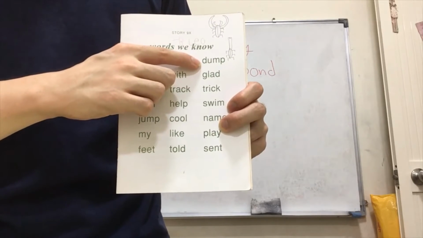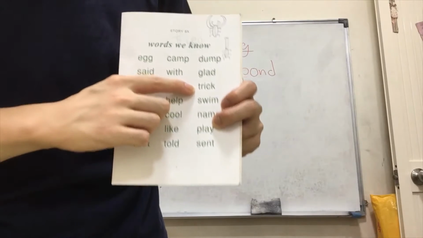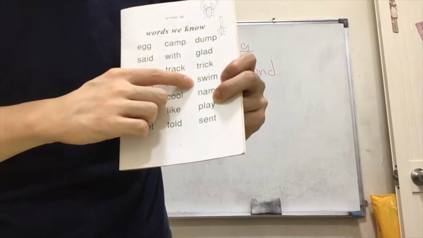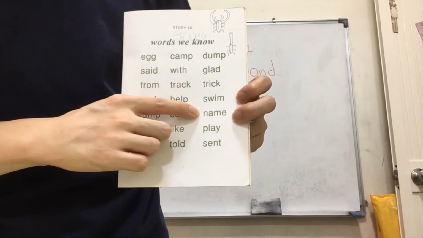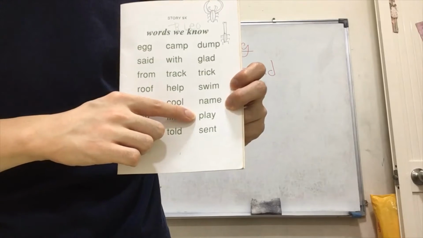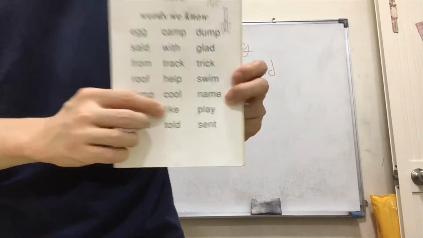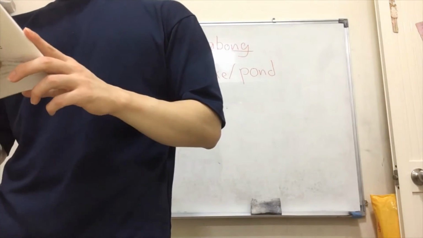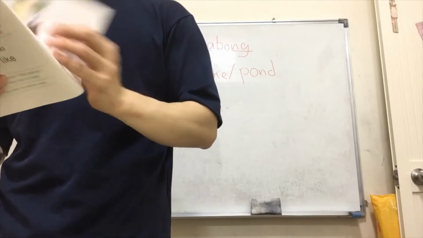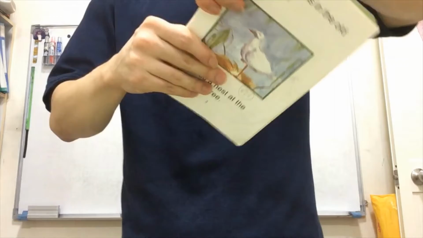dump, glad, trick, swim, name, play, scent. So these are the words that we have already been through, and you should already be familiar with that. Alright, so let us move on to the main story itself.